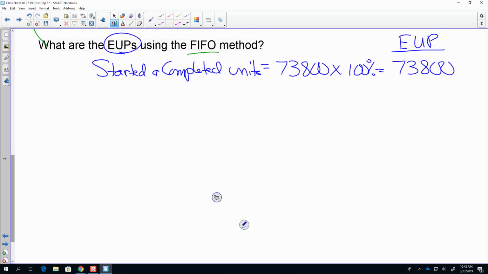I have to what? To finish beginning with units. First in, first out. We don't mix cost from a prior period under the FIFO method. So now we have to separate that prior from current. To finish those beginning units, how many units did I have in beginning with? 91,500.